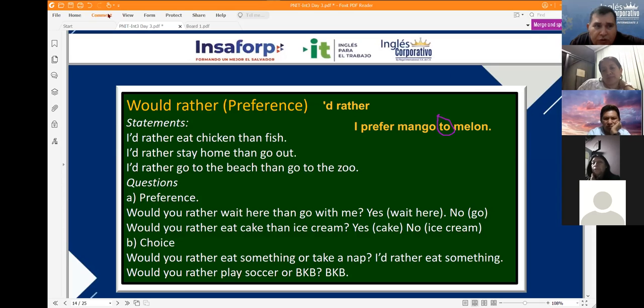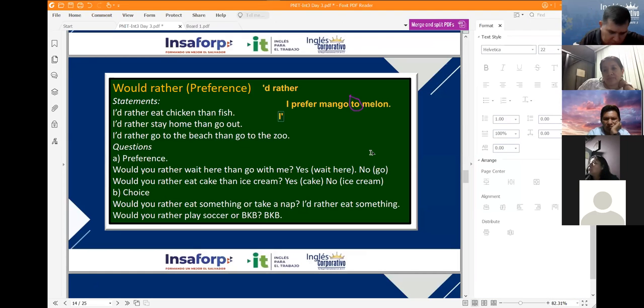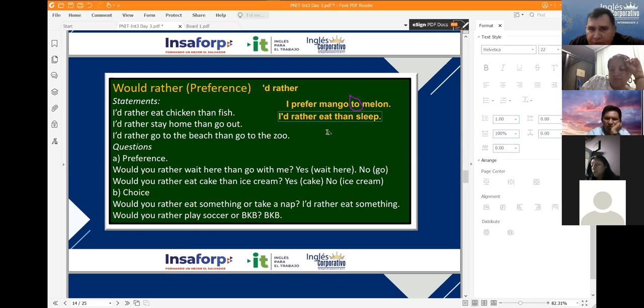But what happens if we're using would rather? What's the connector? Then you say, I'd rather eat than sleep. Okay. Here we have two verbs. I'd rather eat than sleep. What's the meaning? I prefer to eat, right, rather than to sleep, or rather than sleep.